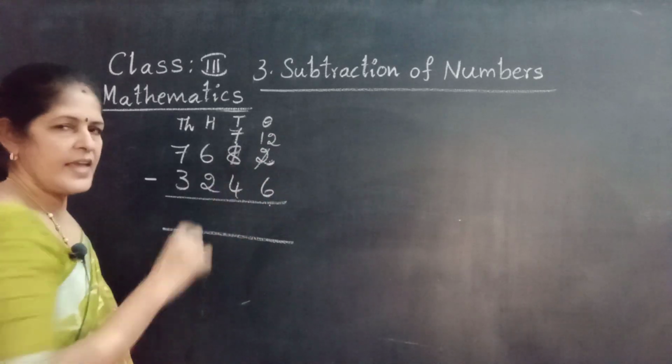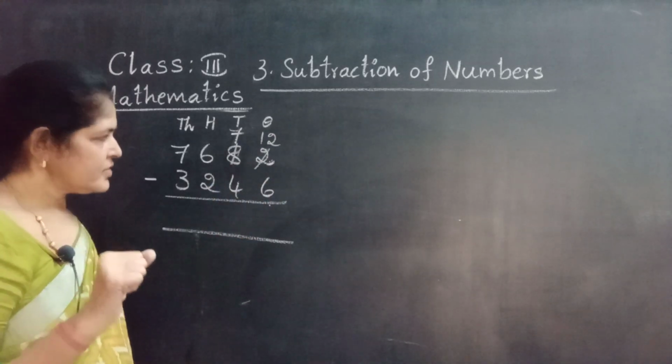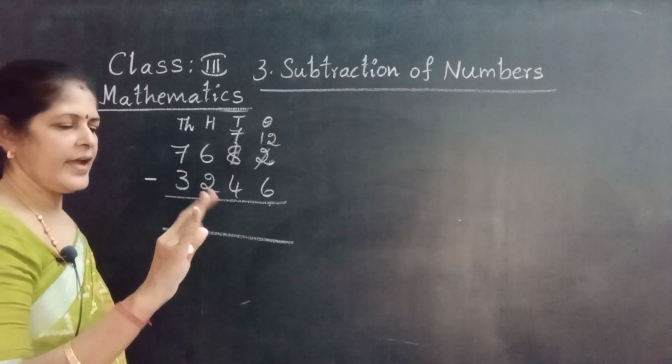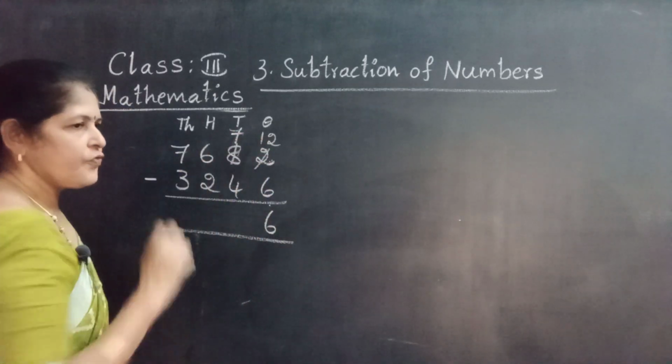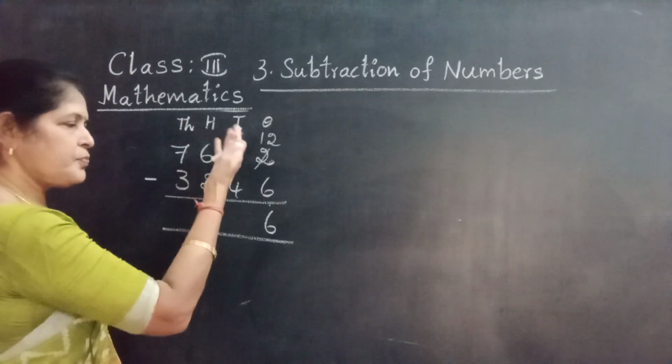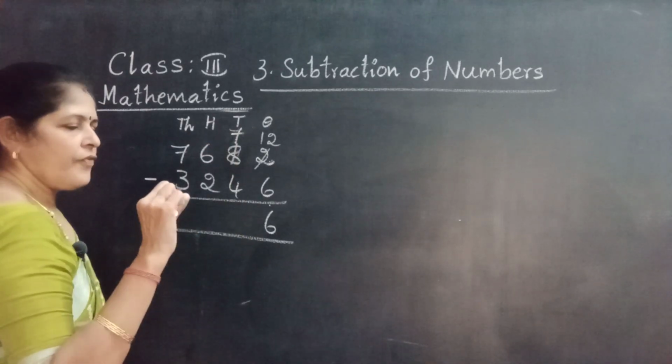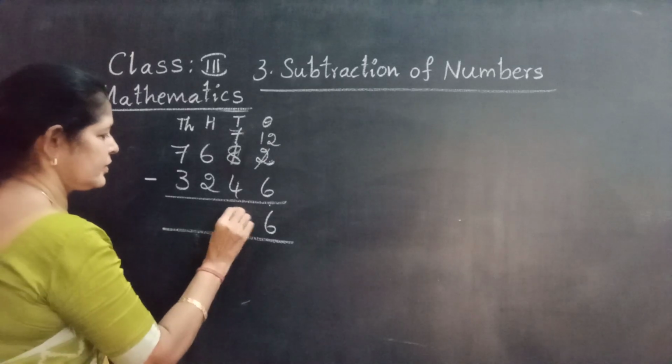Now 12 minus 6. Close fingers. 6 after 7, 8, 9, 10, 11, 12. 6. 7 minus 4. Close finger. 7 is big, 4 is small. 4 after 5, 6, 7, 3.